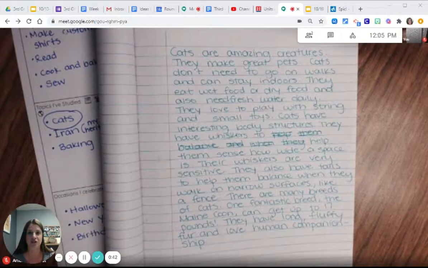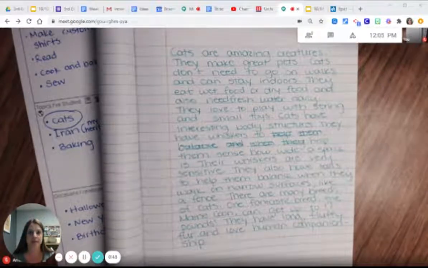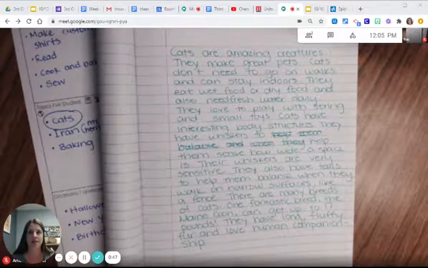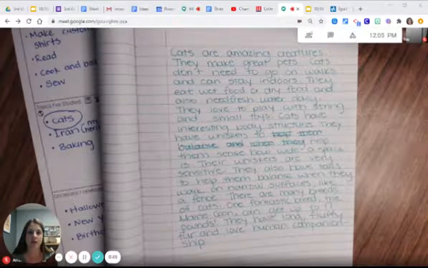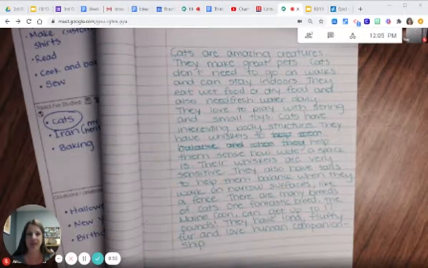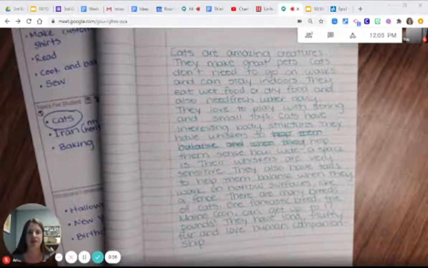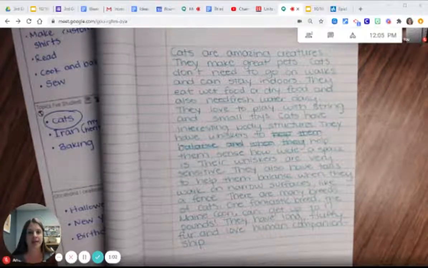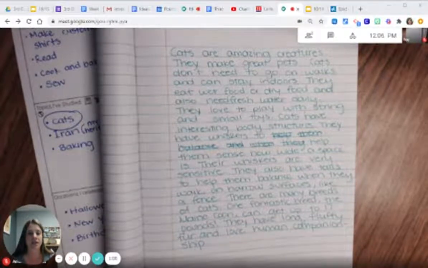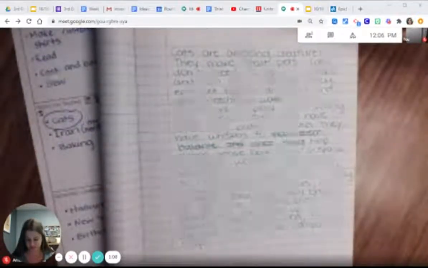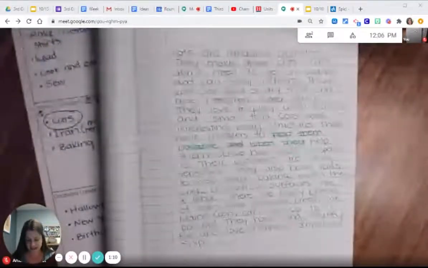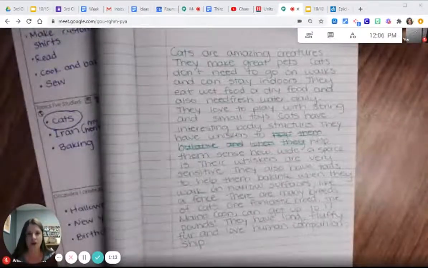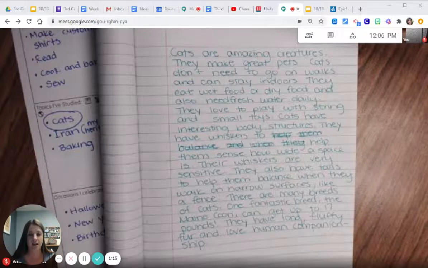Cats are amazing creatures. They make great pets. Cats don't need to go on walks and can stay indoors. They eat wet food or dry food and also need fresh water daily. They love to play with string and small toys. Cats have interesting body structures. They have whiskers to help them sense how wide a space is. Their whiskers are very sensitive. They also have tails to help them balance when they walk on narrow surfaces, like a fence.